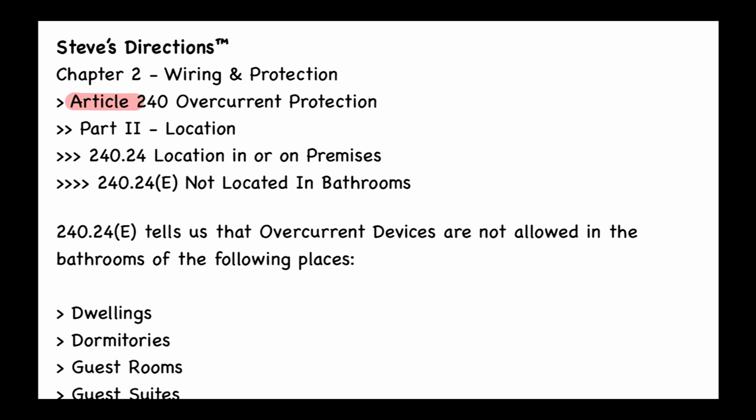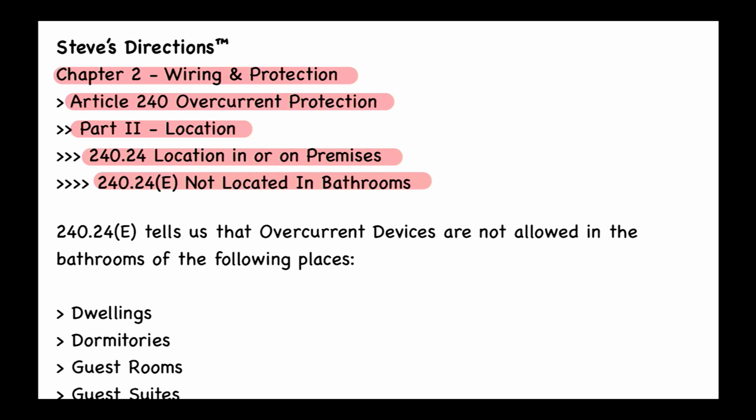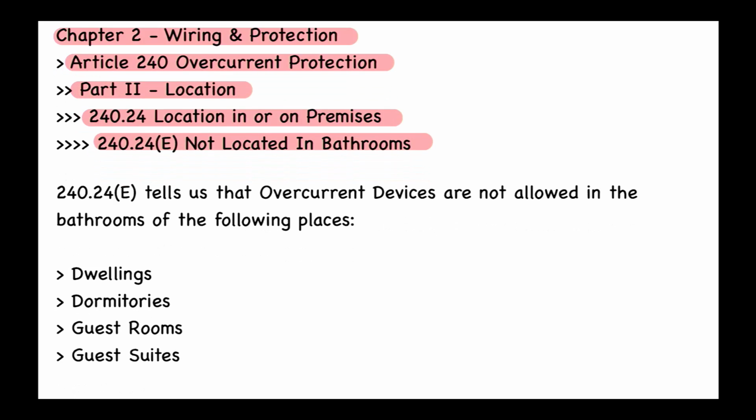So we found Article 240 for overcurrent protection. That's within Chapter 2, Wiring and Protection. Then we look at the parts and we find Part 2 for location. Then we find 240.24, location in or on premises. Then 240.24(E), not located in bathrooms.